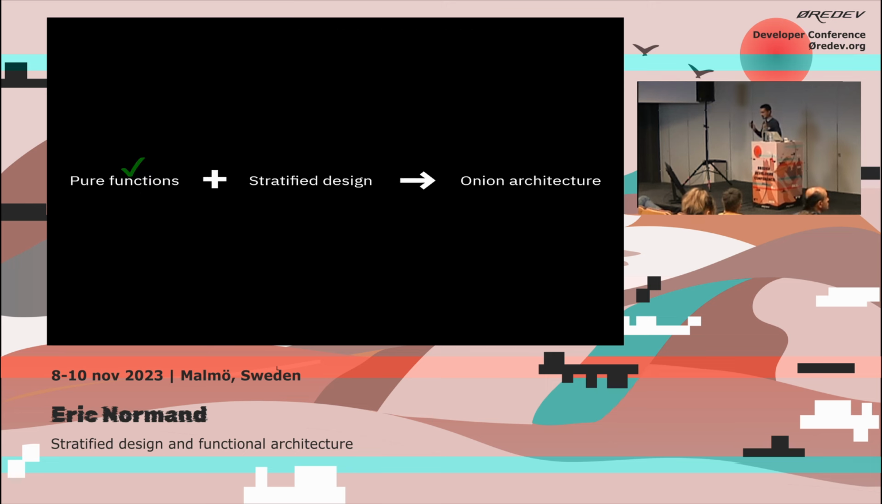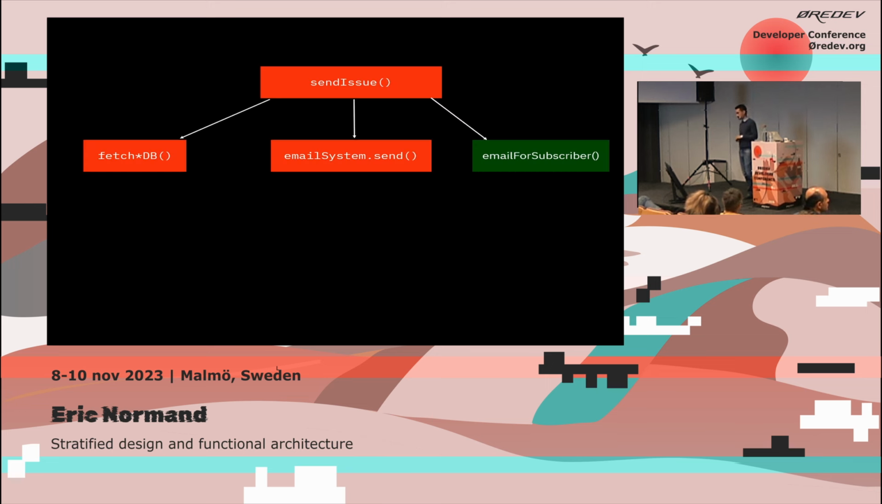Okay, so we've checked off pure functions. Now we're going to go on to stratified design. Same code, but now we're going to look at it in a different way. We're looking at it as a call graph. And we're going to look at it as a directed acyclic graph, so a tree. I'm just going to ignore if there are any cycles. Usually there are no cycles. So we have send issue at the top, and we're going to make sure all the arrows point down so it's nice and hierarchical.